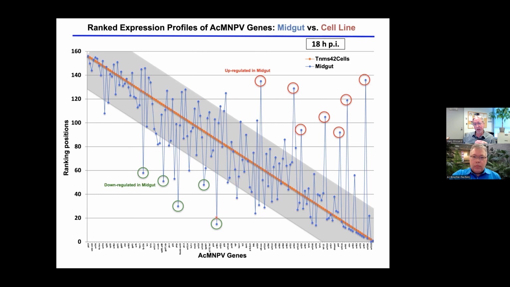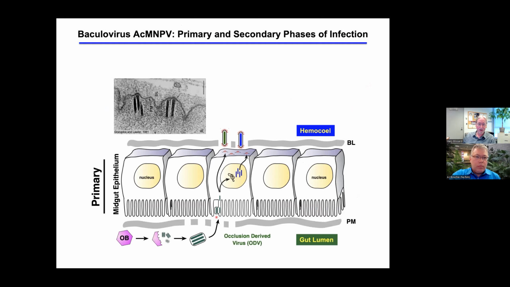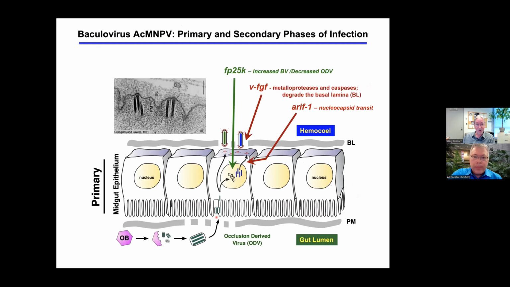And then we can look at those genes and ask, first, do we know what they do? And second, if we do, does it make sense, based on what we know about their function, for what they're doing in the infection cycle? I'll show you 3 of these as examples of genes where we already knew from prior studies what they did.